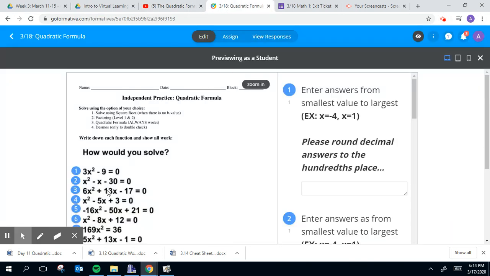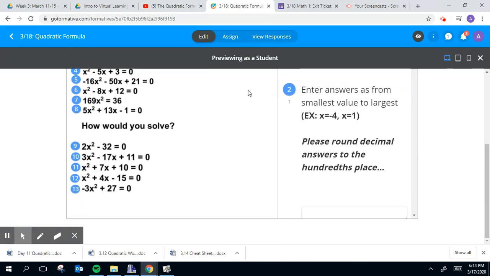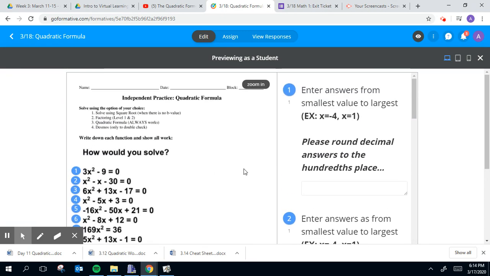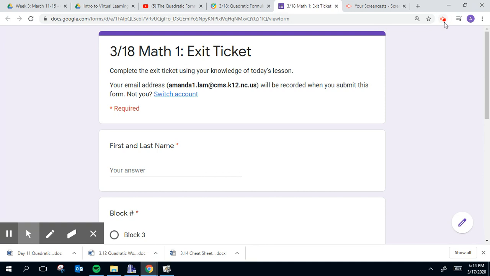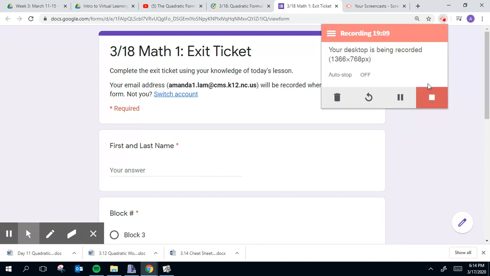When you do that, this is what your Go Formative is going to look like. There are 13 questions, okay? And then when you're done, make sure that you answer this question as your exit ticket on Google Forms. All right, so reach out if you have any questions and get your work done.